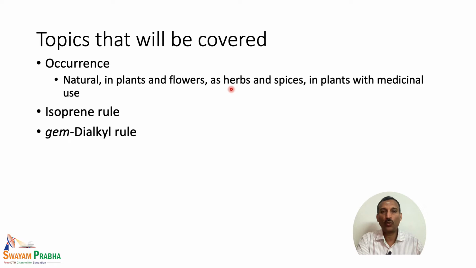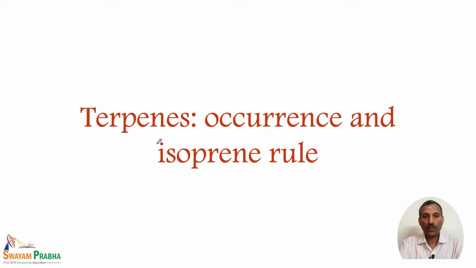We are going to look at various examples, and then we are actually going to study about the isoprene rule, which is the basis for terpene chemistry. We are going to look at what is an isoprene rule and how it was developed. Finally, we are going to study about the gem-dialkyl rule also. Welcome to the session on terpenes. We are going to study about occurrence and isoprene rule.